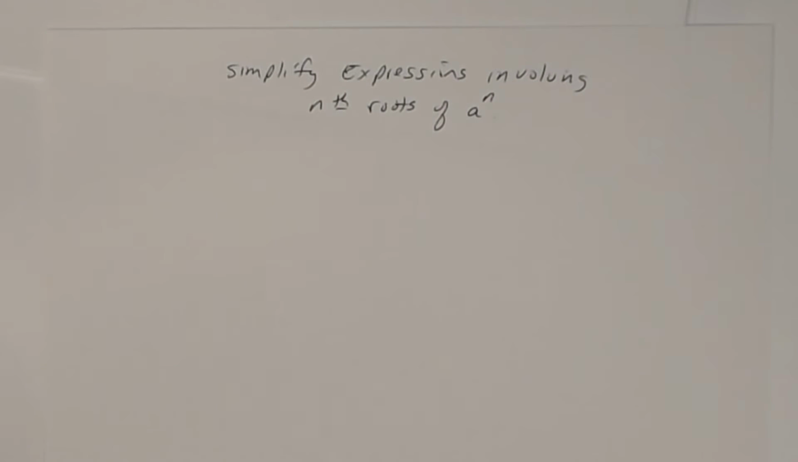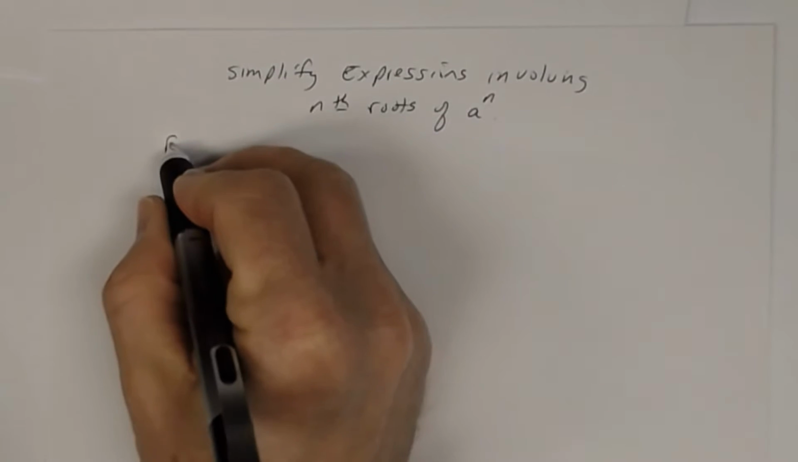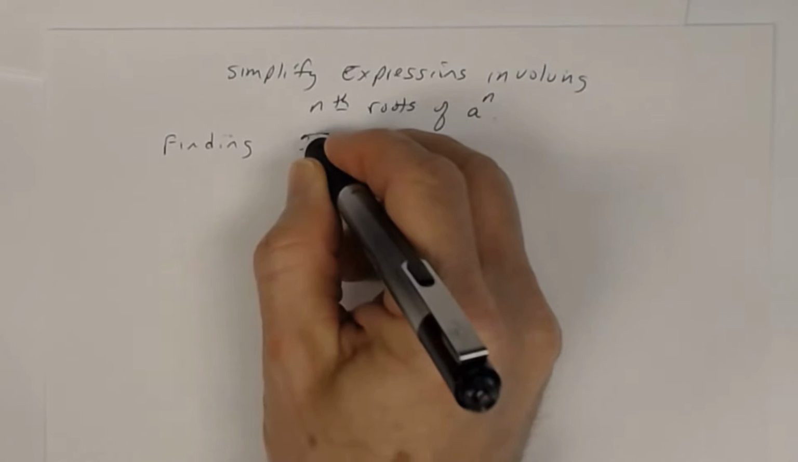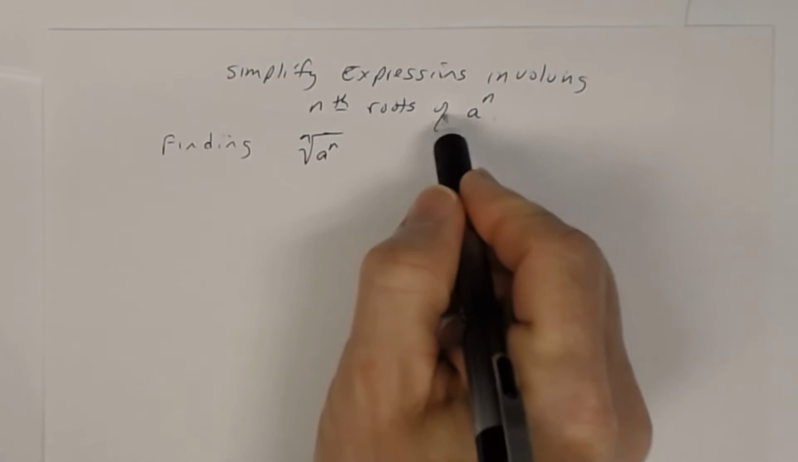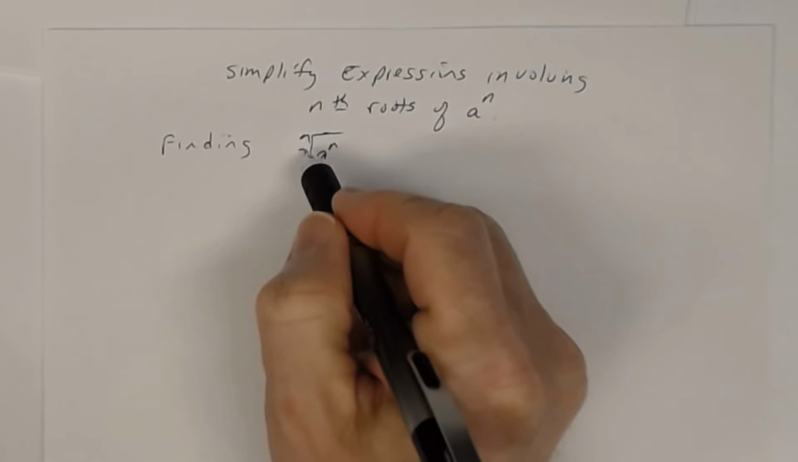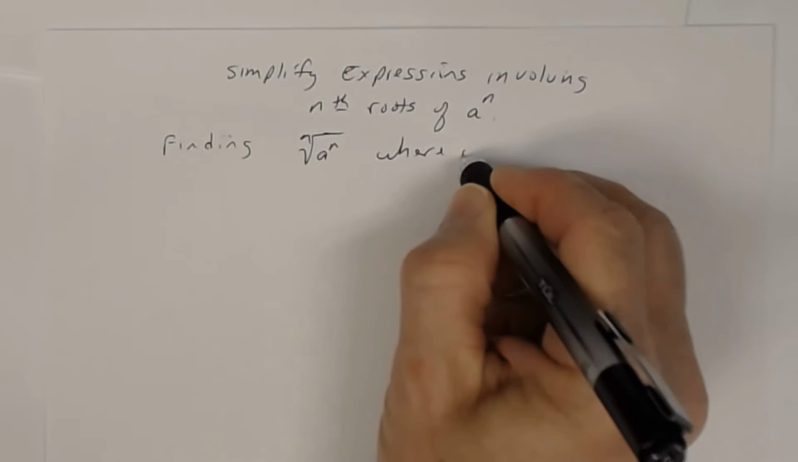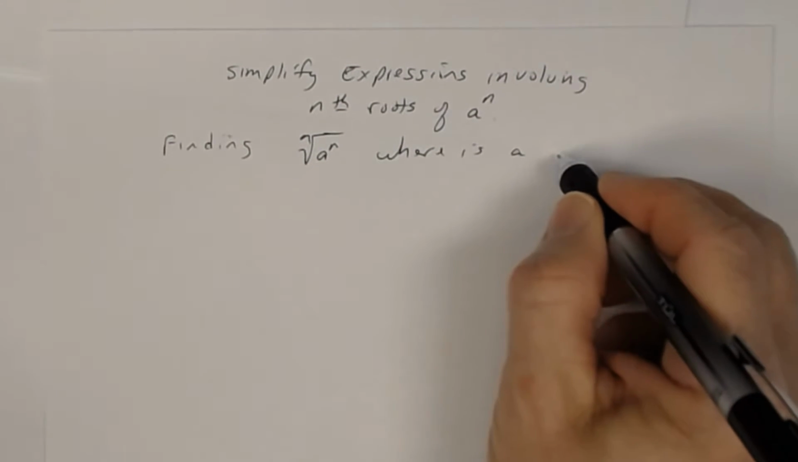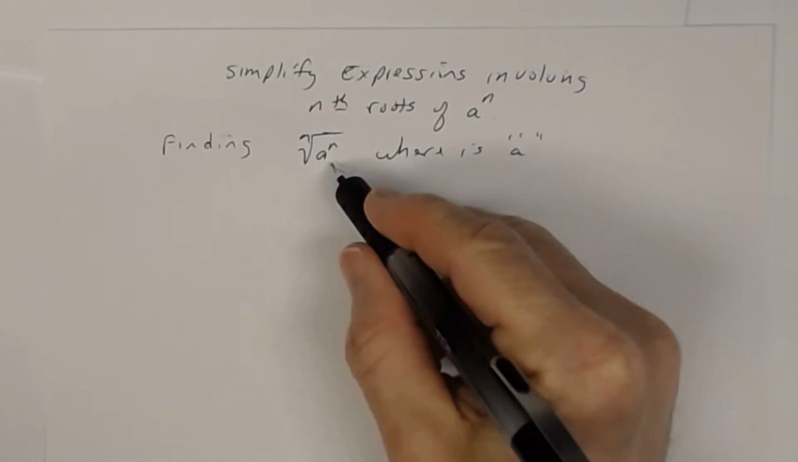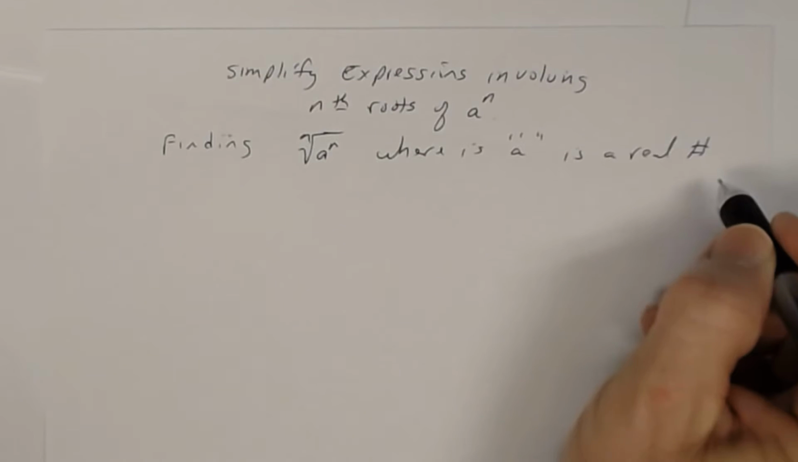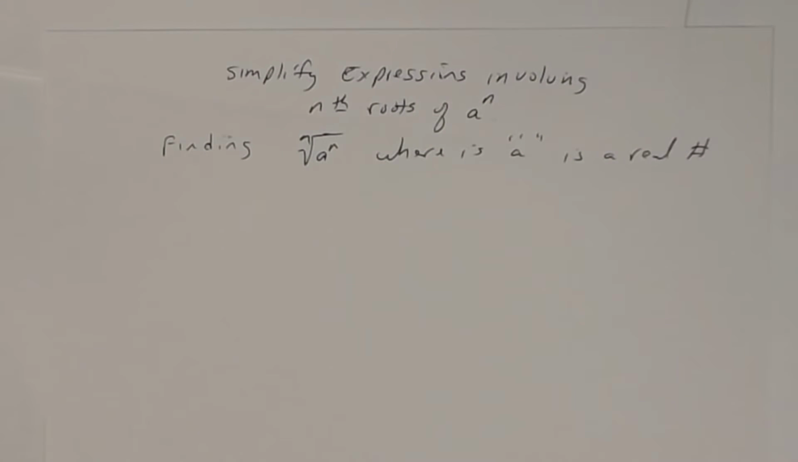Okay, so in this lesson, we're going to look at simplifying expressions involving the nth roots of a to the n. So basically, we're going to be finding, let me go ahead and write this down for you, the nth root of a to the n. This part here is the notation. So finding the nth root of a to the n, where a is a real number. And remember, a real number can be positive, negative, or zero.